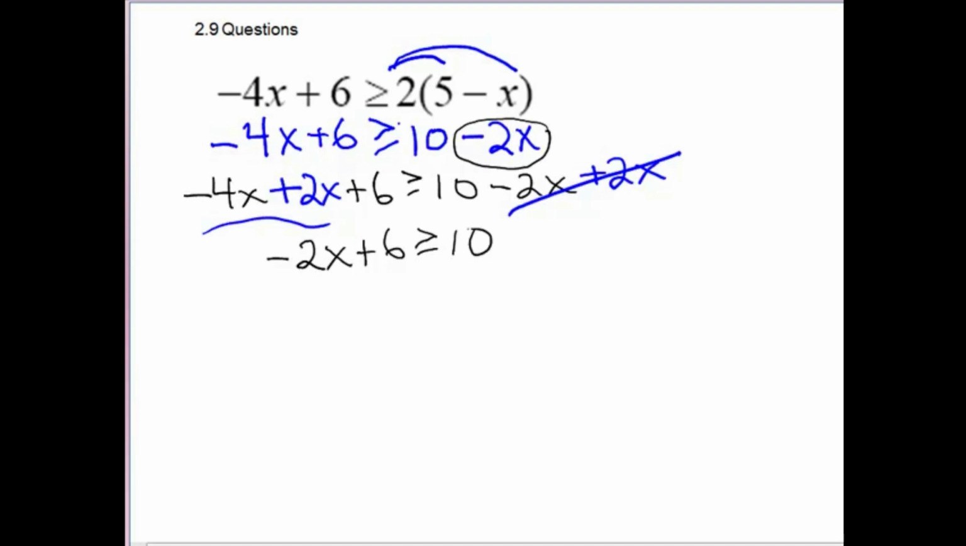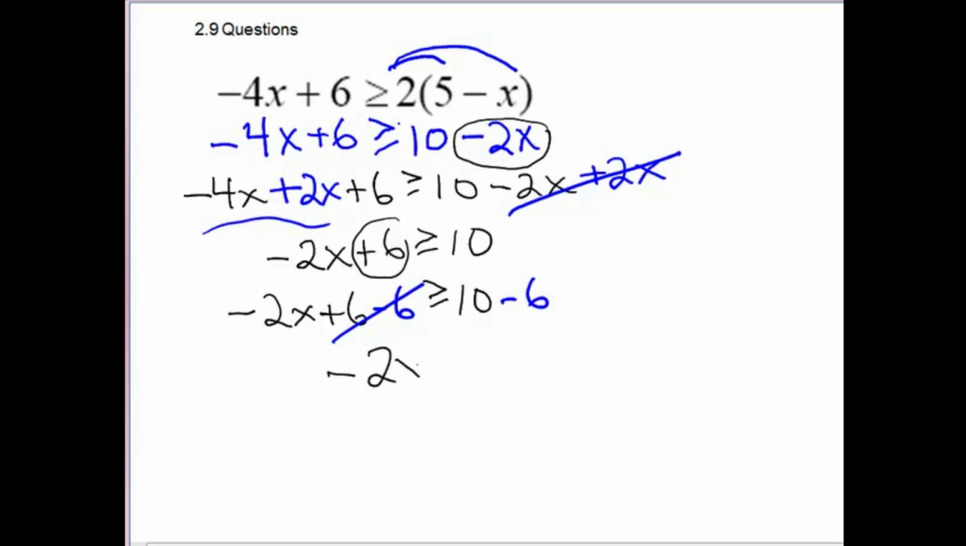And now it's a standard two-step inequality. Work on the side with your variable and take off your 6. It's added, so we're going to take it away from both sides. Clean up. On the left, we have negative 2x greater than or equal to 4.